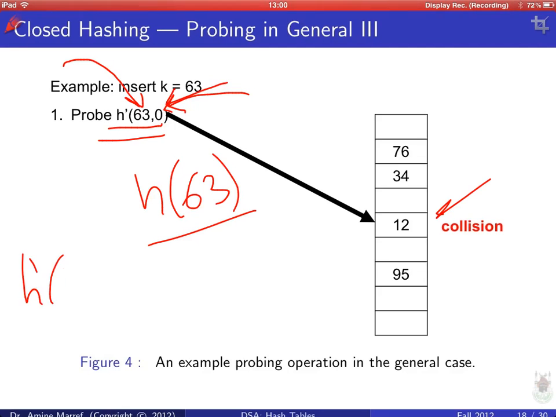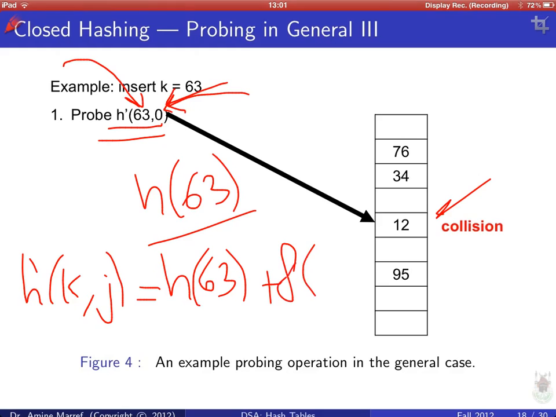This is why it's called closed. The other one is open, this one is closed, because we don't open the hash table with anything. The hash table stays the hash table, okay? We don't open it, so it's closed hashing. That's a way of remembering what it is, so that you don't get confused.